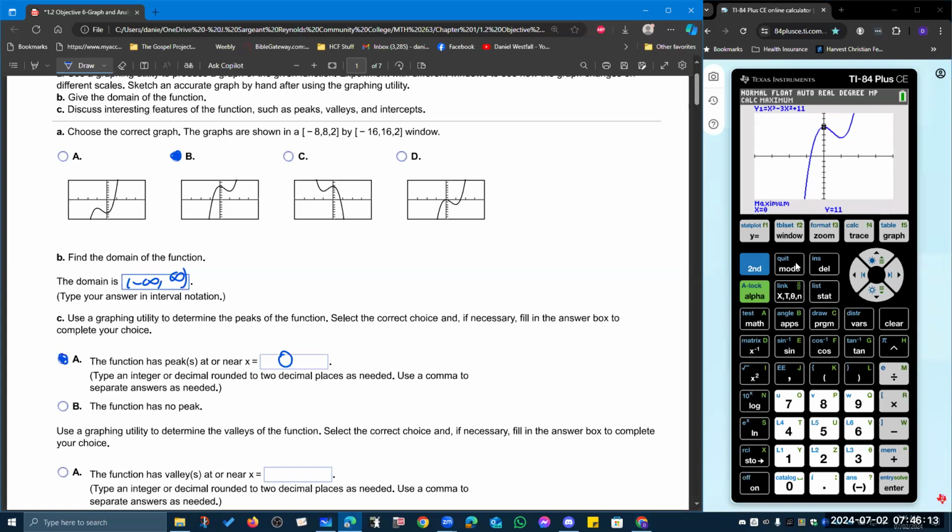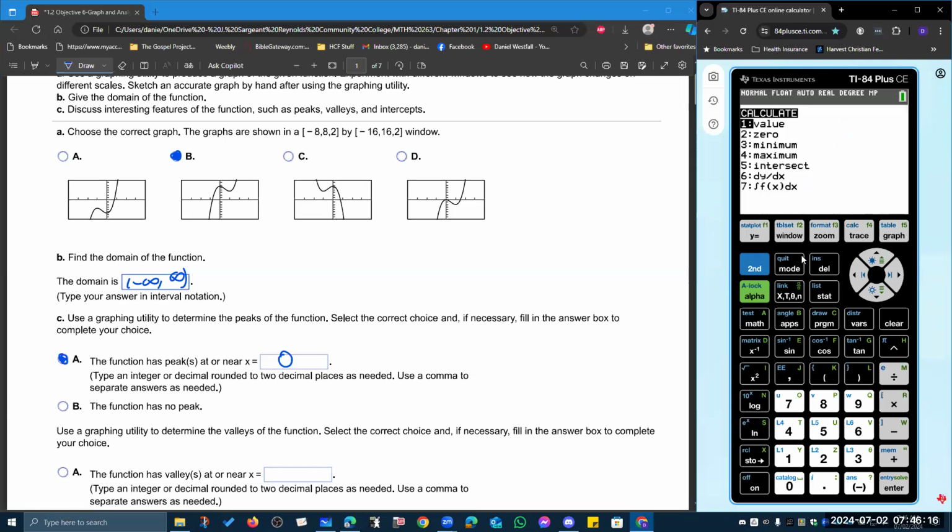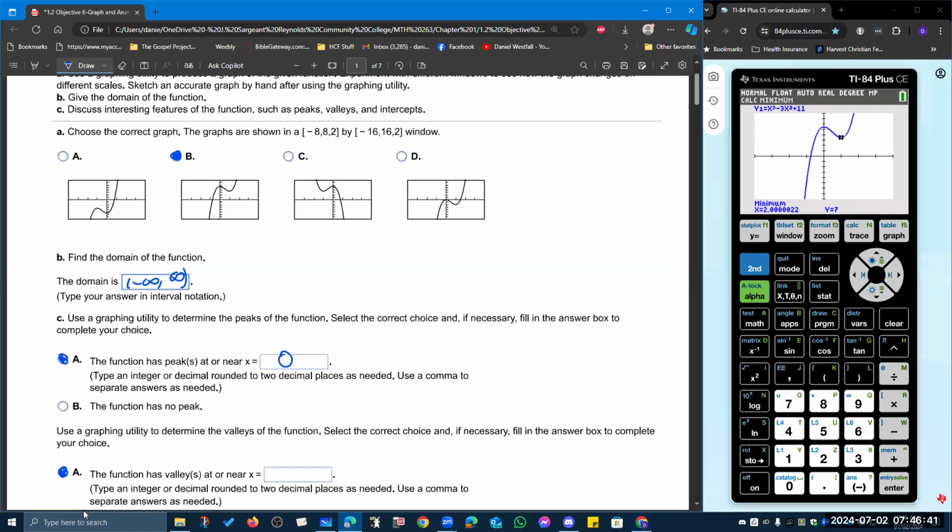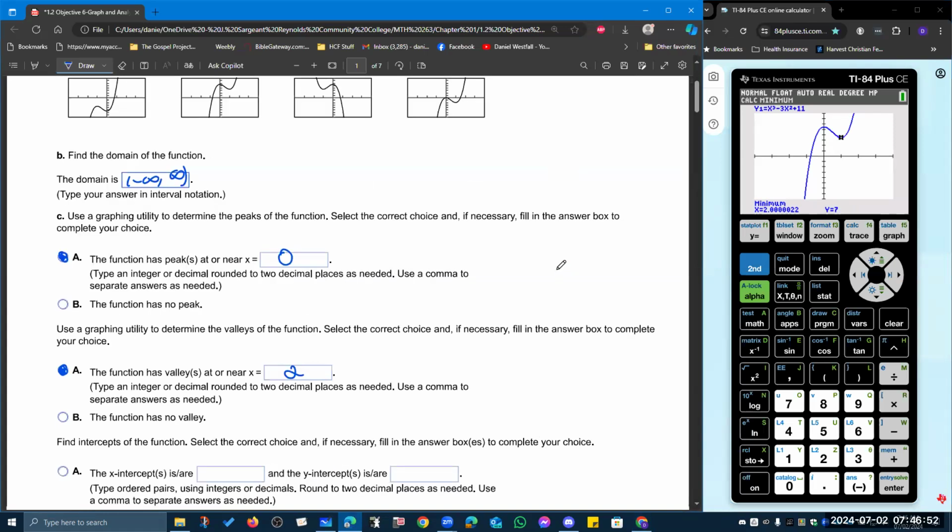And then let's determine the valleys. Second calc minimum, number 3. Again, we're going to cut out an interval that contains this. Make a guess somewhere kind of close. And that looks like 2. There's going to be a little bit of rounding error with the calculator sometimes because it's using the pixels to generate these numbers. It's not actually solving the equation.